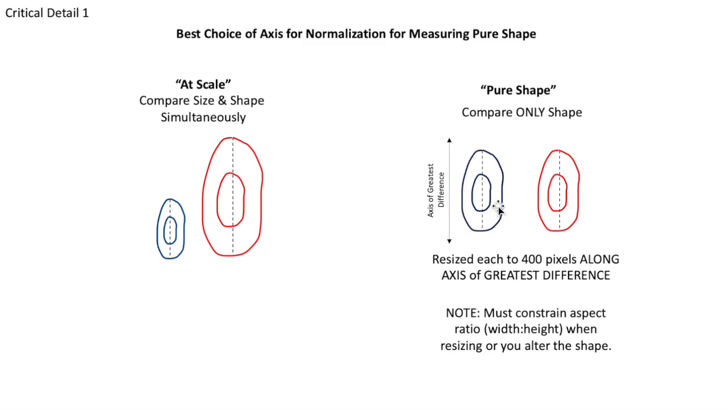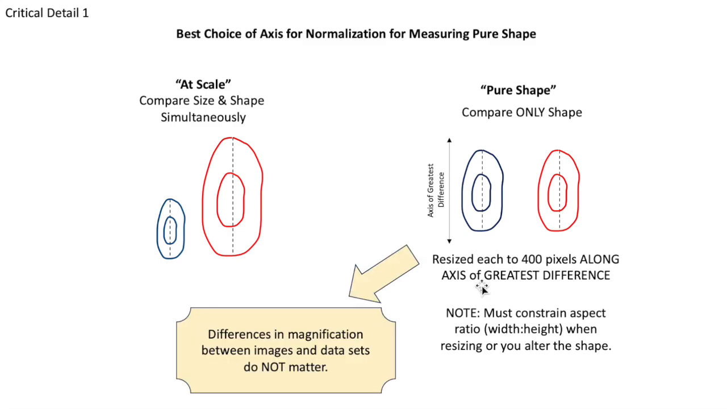So when we resize it according to its longest axis of difference, we always constrain the aspect ratio so we don't skew the shape. When we measure pure shape, what we're measuring is shape apart from the effect of size. Another advantage of measuring pure shape is that differences in magnification between images and data sets do not matter, because pure shape measures shape in a way that is scaleless. So it doesn't matter if you don't know the magnification of the various images that you are analyzing.